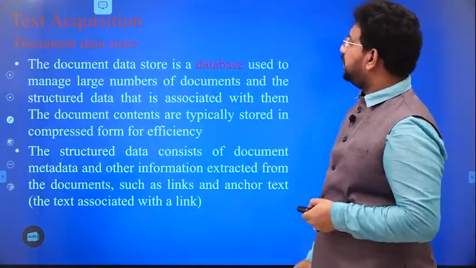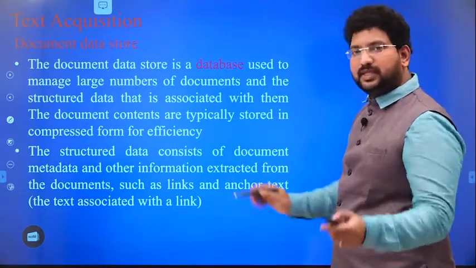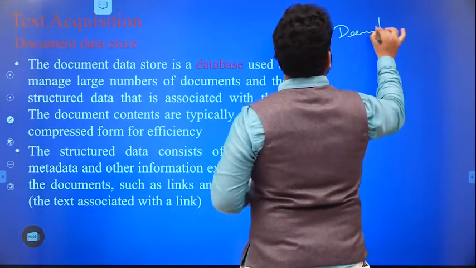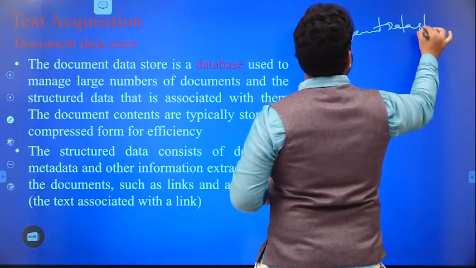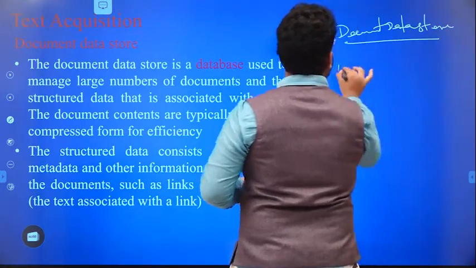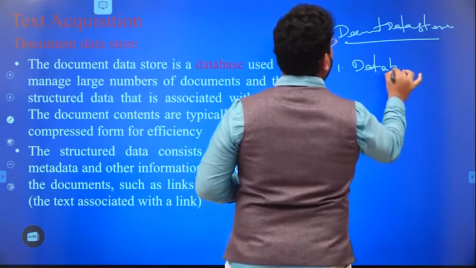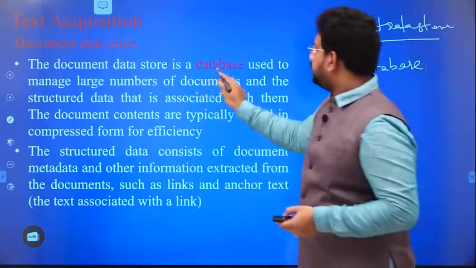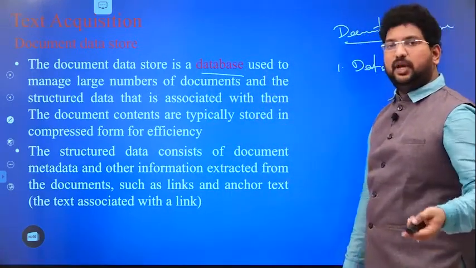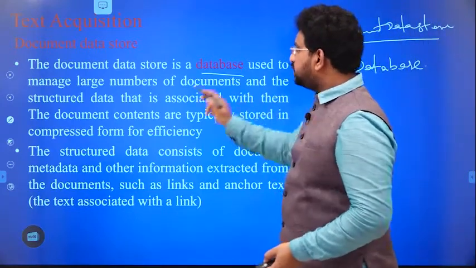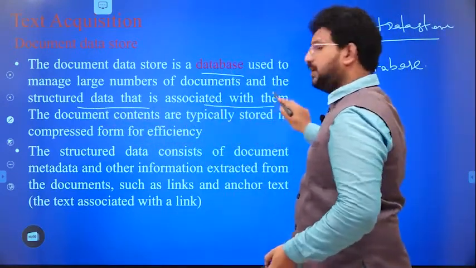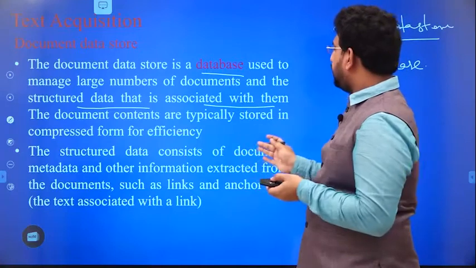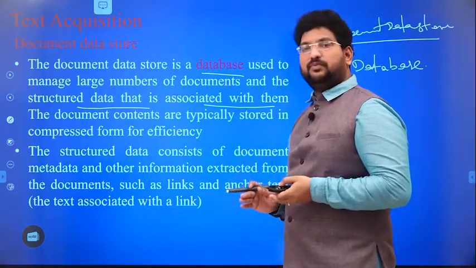And the next component is the document data store. So this is the database. What is a document data store? It is a database which consists of a huge collection of documents. It's a database used to manage a large number of documents and the structured data associated with them. The document contents are primarily stored in compressed form for efficiency.